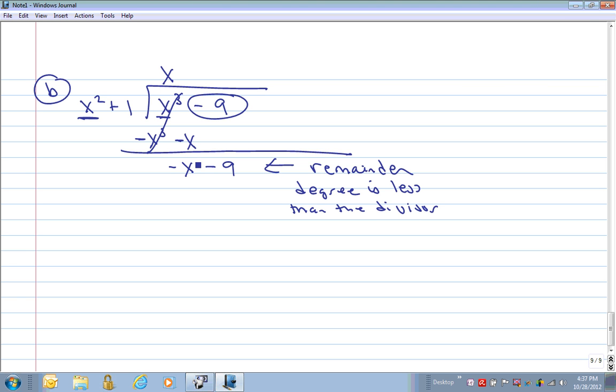So in other words, this is a first degree and this is a second degree, and because this is less, you don't multiply to get that. So x is your quotient, except that we do have a remainder. And since it starts with a negative, we're going to go ahead and say minus, and we're going to put the rest of this over our divisor. So x minus 9 over x squared plus 1. And that would be what your answer would look like.